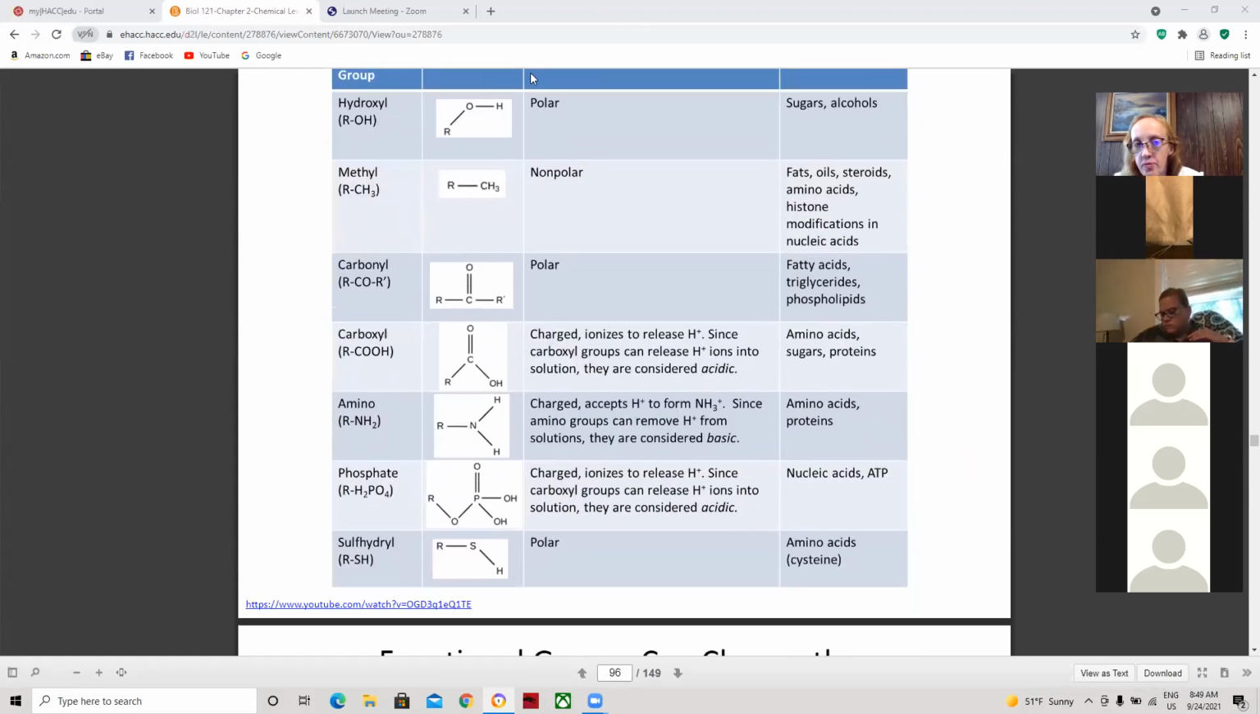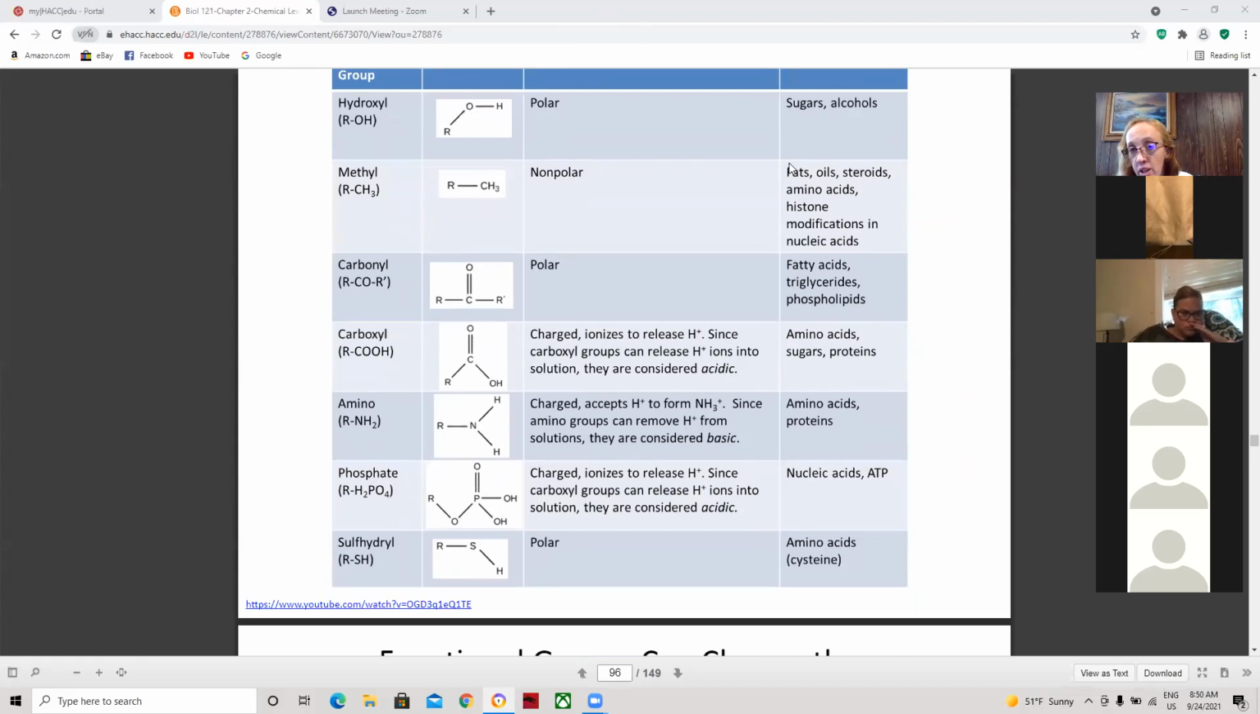Hydroxyl groups are really polar because of the oxygen. These are found in sugars and alcohols. If you think of ethanol, the alcohol that we find in alcoholic beverages, very polar.